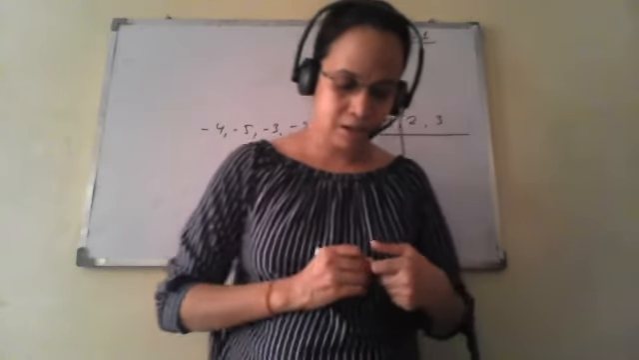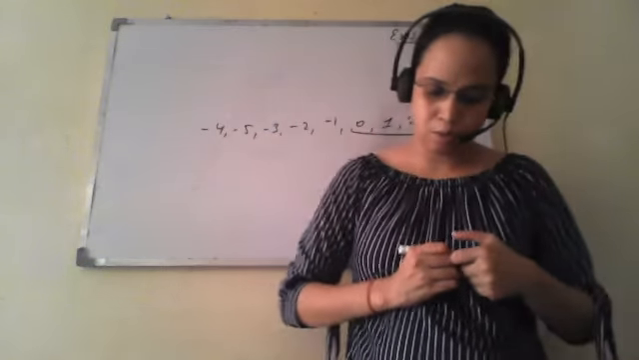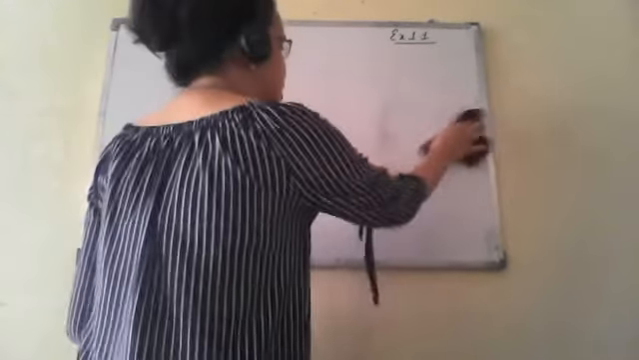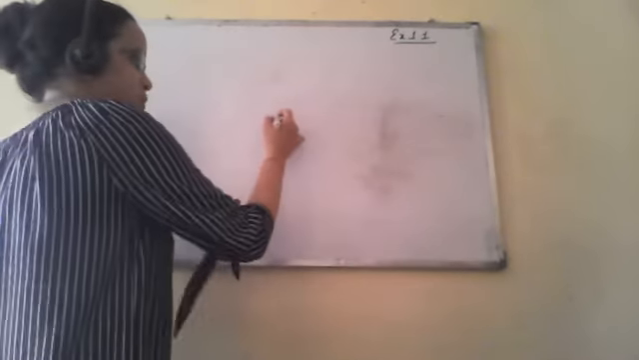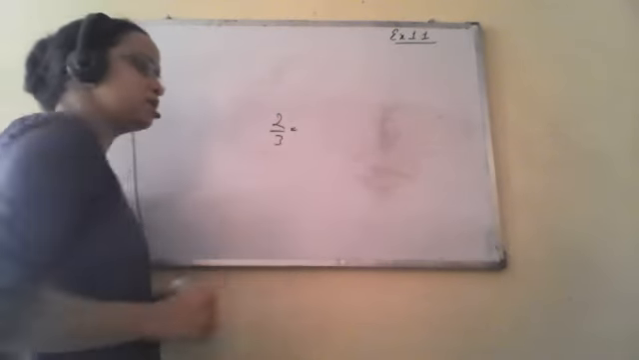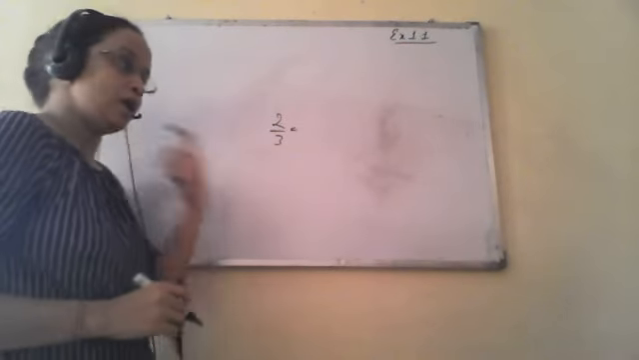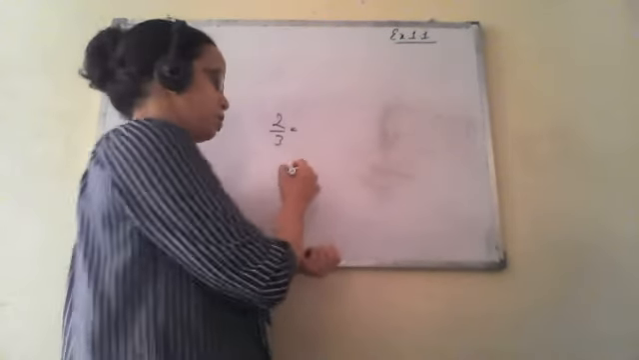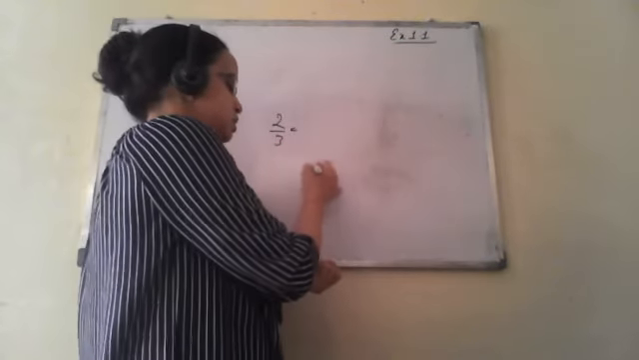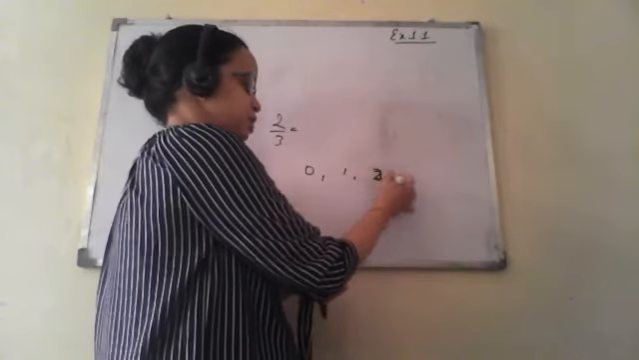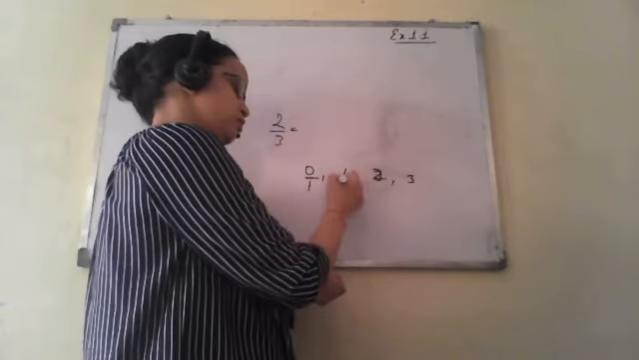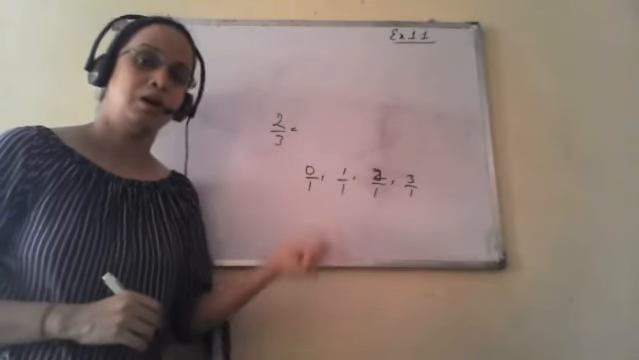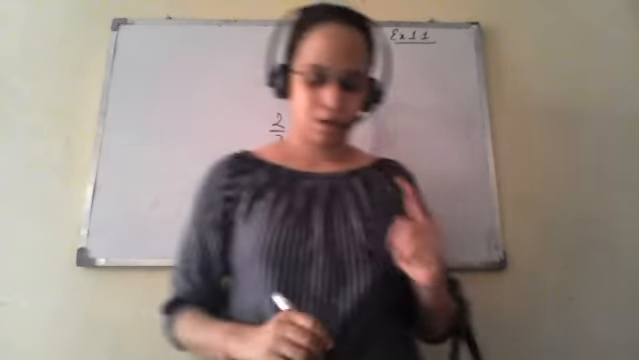Now the third part is every rational number is a whole number. No, every rational number is not a whole number, because if I talk about 2.3, this is a rational number, but this is not a whole number. Okay, we can say the reverse, that every whole number is a rational number. Whole numbers are 0, 1, 2, 3, and they can be written as 0/1, 1/1, 2/1, 3/1. So every whole number is a rational number, but every rational number is not a whole number.